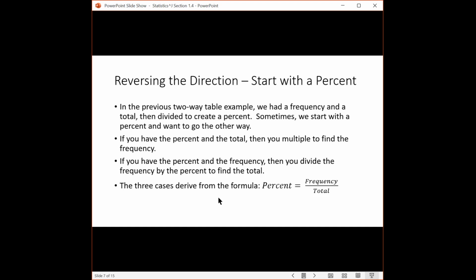The 3 cases derive from this formula: percent equals frequency over total. That's the default, and that's the one that we did on the previous page. You've got percent by itself, and you take frequency over total to find it. Using algebra, you could solve for frequency. If you solve for frequency, you end up getting percent times total, which is the first case here. Alternatively, you could solve for total. If you solve for total, you'll end up getting frequency divided by percent, and that's this case here. Those are the 3 possibilities, and they each have to do with getting one of these 3 things by itself.